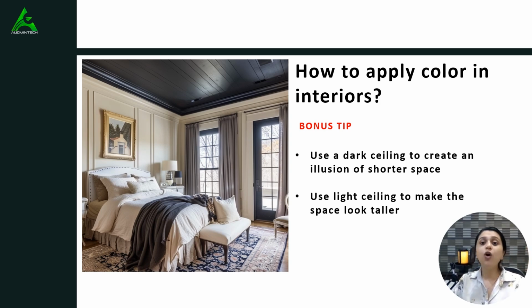If you want to make a space less wide, if you want your client to perceive a space as shrinking down, then you can use the opposite walls and put a dark tone on them, and the space will start looking less wide. Similar is the case if you want to make your room look shorter: you can use a dark flooring and a dark ceiling, and that creates an illusion of a shorter space.